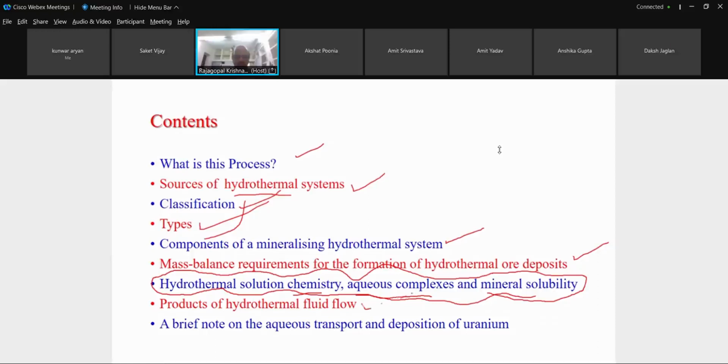How they flow, hydrothermal, how it flows. Then a brief note on the transport of various case studies. Of course, I'm just going to give a case study next class, coming Friday, on the role of fluids in mineralization of certain important metal deposits, taking our own India as a case study. Let us try to see what is happening.